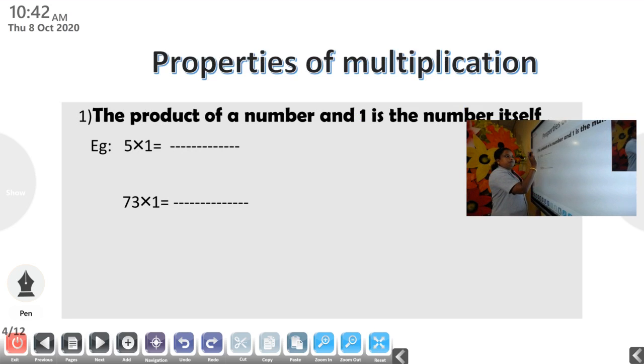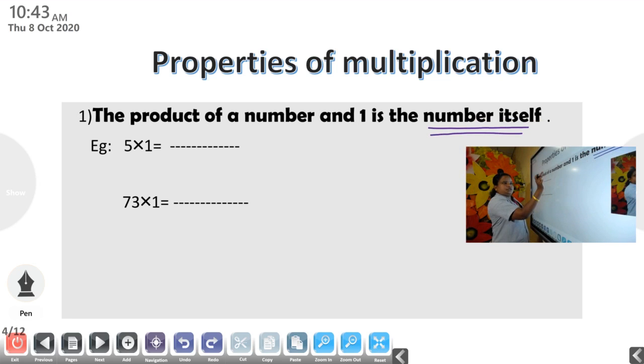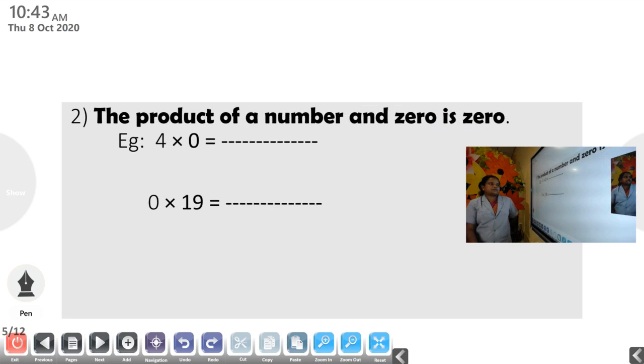Then next, properties of multiplication. First one, the product of a number and 1 is the number itself. For example, 5 into 1. 5 into 1 is 5. Okay. 73 into 1. The product of a number and 1 is the number itself. Here, which number? Yeah, 73. Is it clear?